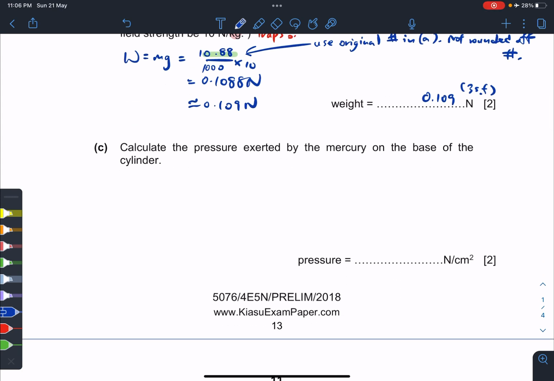Next one, pressure. P equal to F over A. So in this case, the force, which is your weight, 0.109 divided by 0.4. 0.1088. 0.273 Newton per cm square. 0.273. Yep.